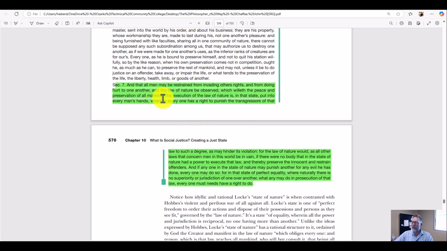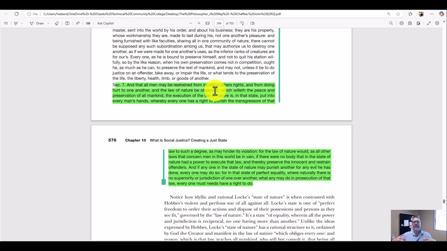And what Locke is doing here in section 7 is expanding upon this notion of natural rights existing in the state of nature. And I'll go ahead and read this passage here. Locke says that, and that all men may be restrained from invading others' rights and from doing hurt to one another, and the law of nature observed.